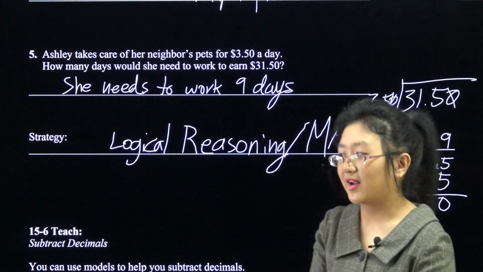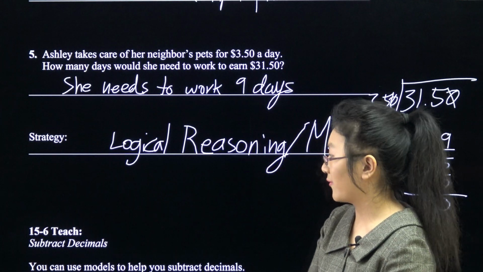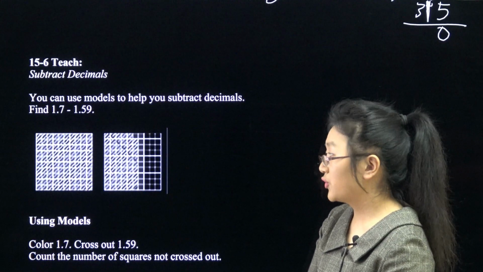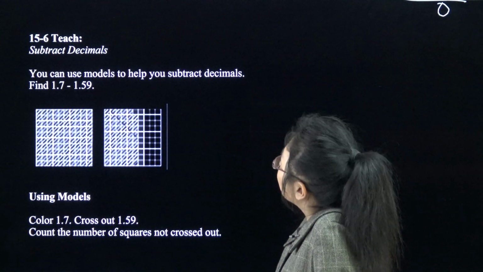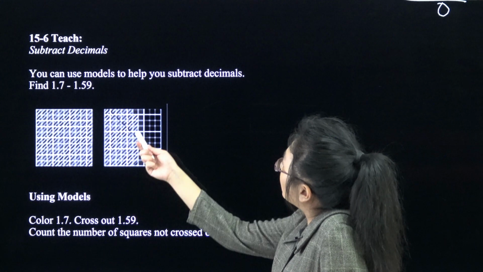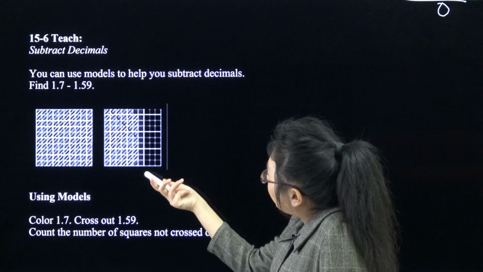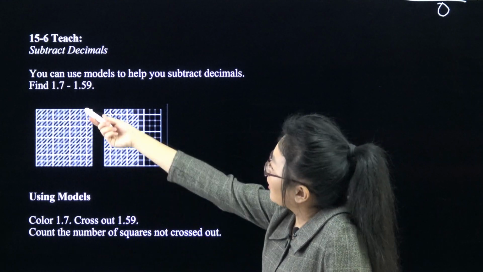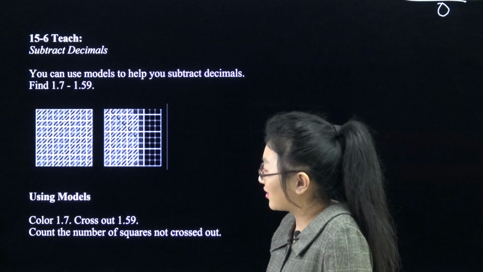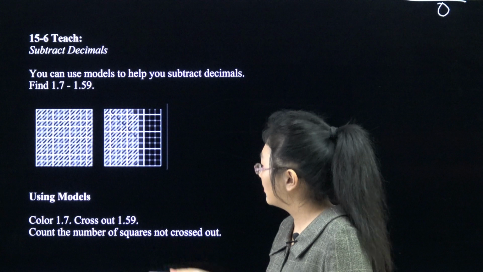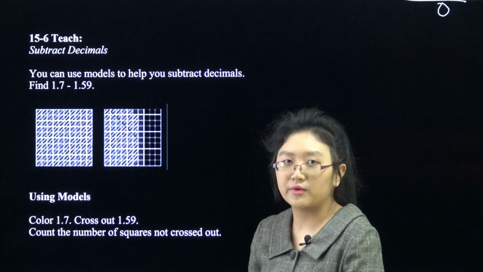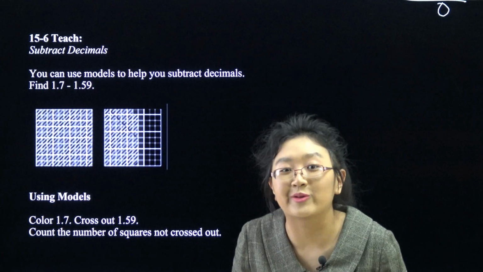Done. So we're going to move on to the next section. Remember, you can take a break whenever you want. Subtract decimals. This is like adding decimals. You can use models, but are you really going to color the first number and then cross out the number of squares the second number is, and then you count all of the squares that aren't crossed out? No. Don't do that. Please don't do that.